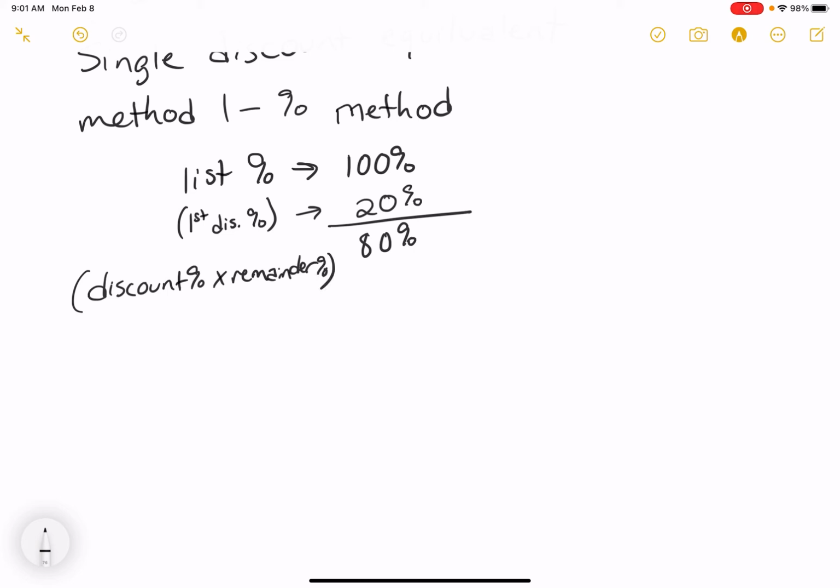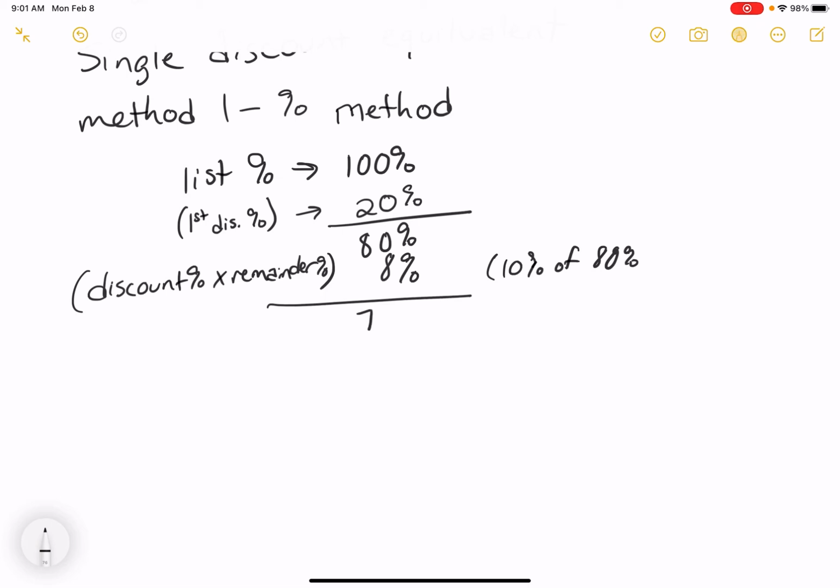Okay, so in this case, it would be 10% of 80%, which is 8%. This method is the worst, and they never really force you to use it too much, so don't panic. Okay, so then what's my next remainder?